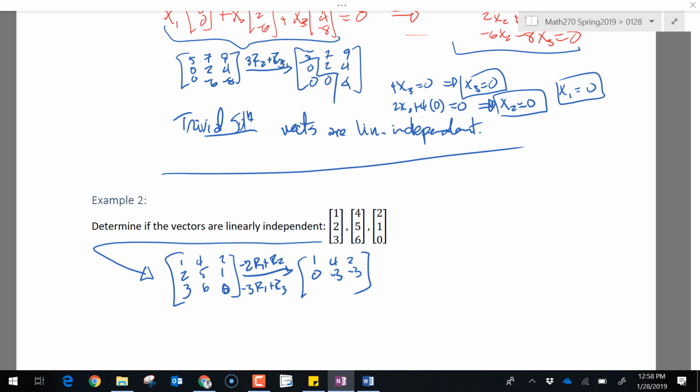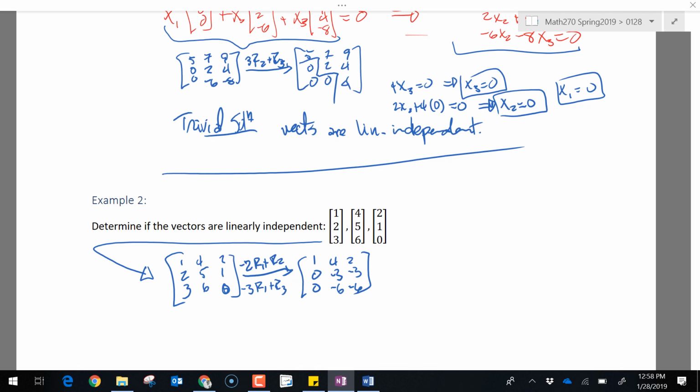Okay. The third row, I'm going to multiply the first row by -3 and add it to the third row. That would give me a 0. -3 times 4 is -12. -12 plus 6 is -6. -3 times 2 is -6 plus 0 is -6. And you can see that the third and fourth rows are already equal to 0.